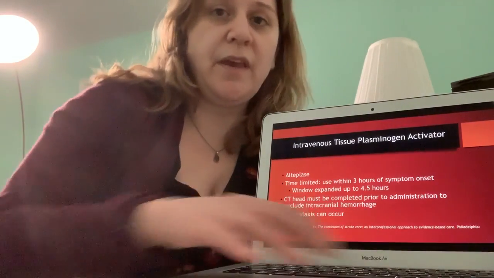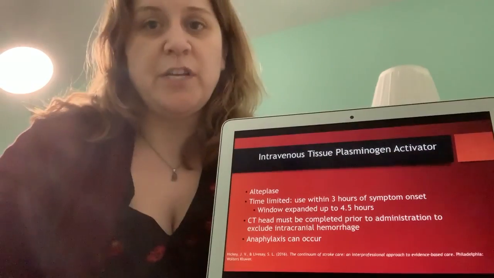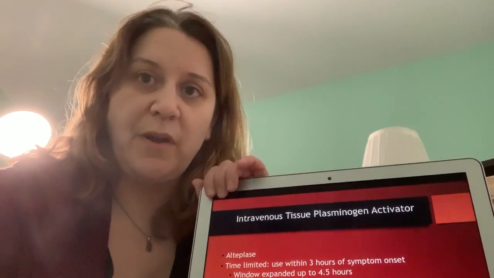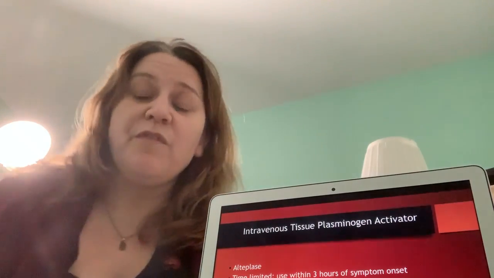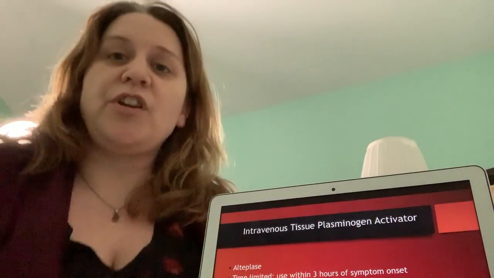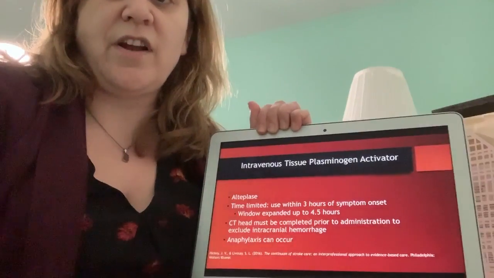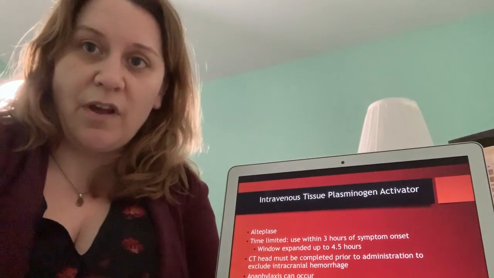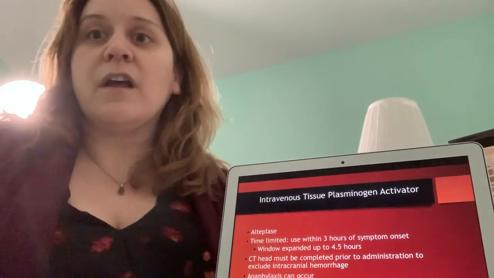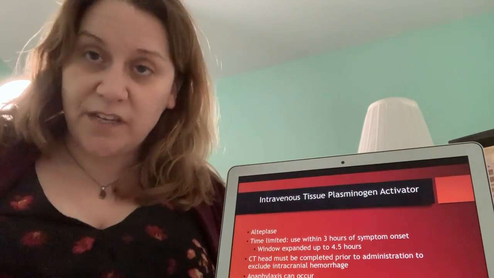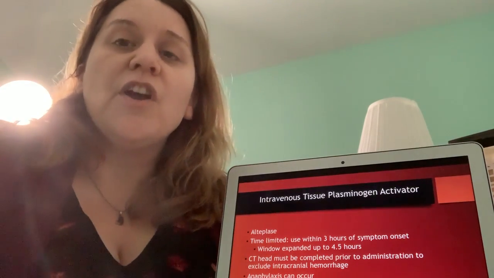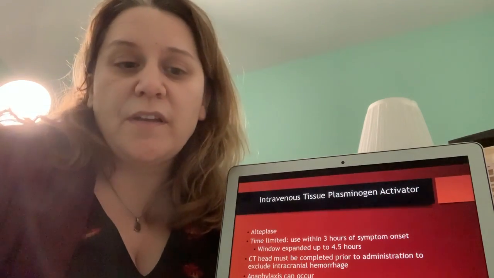So for patients who qualify for IV-TPA, it's also known by its brand name, which is Alteplase. It's time limited. Before receiving IV-TPA, a patient must have a non-contrast CAT scan of the head, and that is done to rule out intracranial hemorrhage. An acute stroke might not be seen on that initial CAT scan, but it is absolutely imperative that a patient receives a CAT scan before TPA is administered.